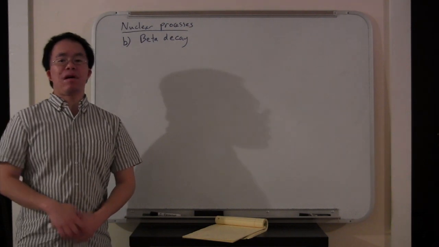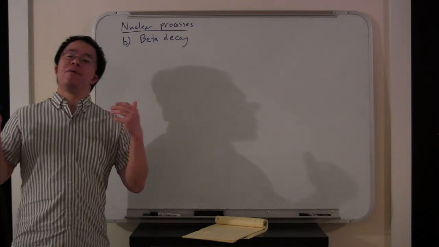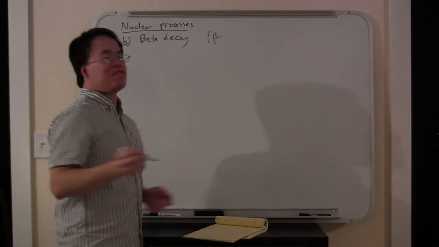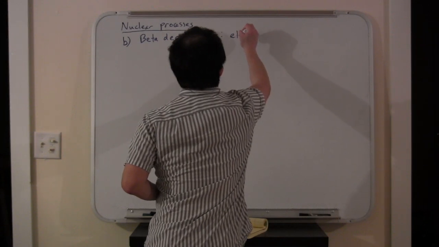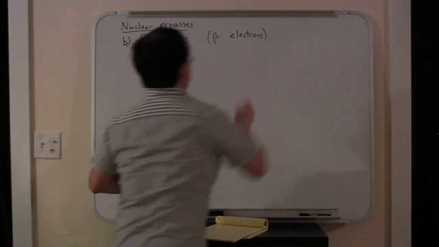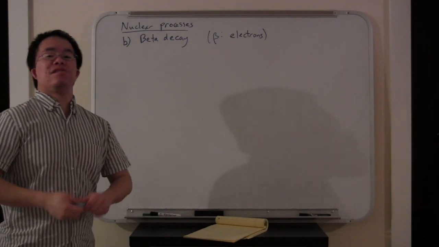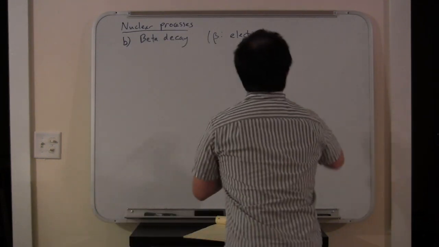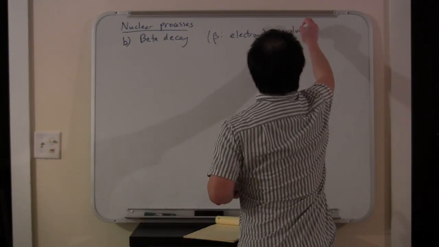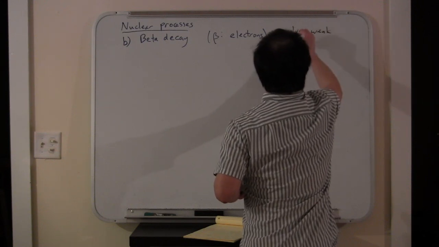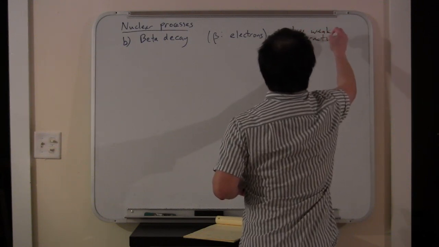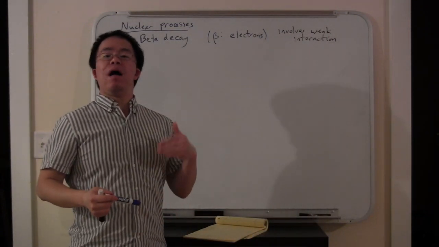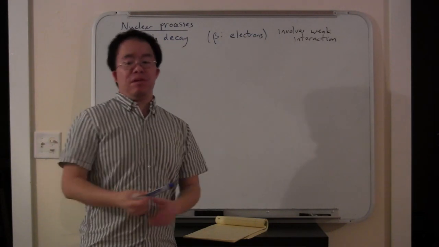The next process I want to talk about is beta decay. Now, beta particles, they're just electrons. The important thing to know about beta decay is that it is associated with the weak interaction. So let me write that down. It involves the weak interaction, and that is why the beta processes I'm going to write out now always involve neutrinos.